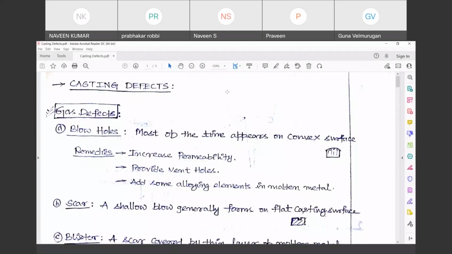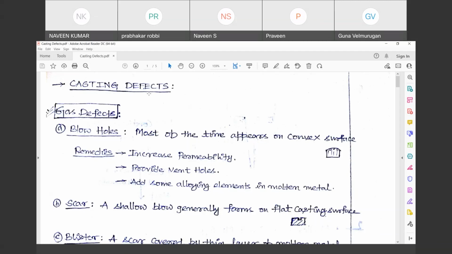Okay, fine. So let's continue with the casting defects. We can categorize these casting defects, and please do remember, lots and lots of casting defects are there. The problem with casting is that we are trying to liquefy the metal and then pour it into the cavity. That is the problem.